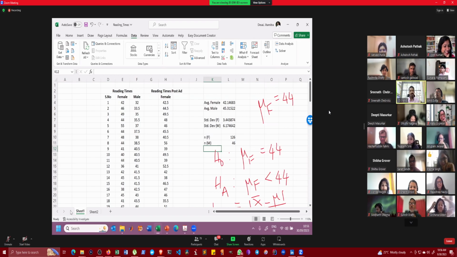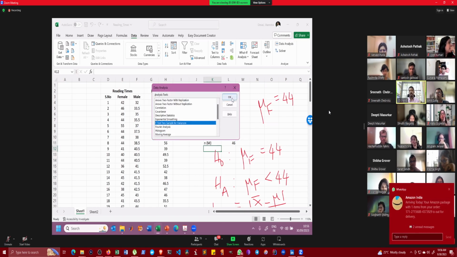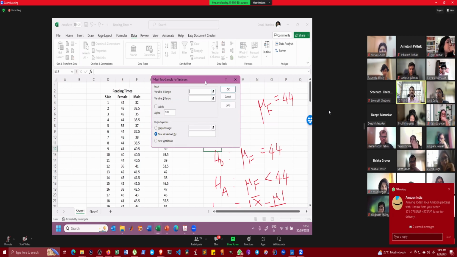Well, anyway. So what am I doing now? I'm doing the F test to check whether my variances are equal or not. Okay, so go to data analysis and the F test. I click OK. It asks you for variable range 1 and variable range 2.